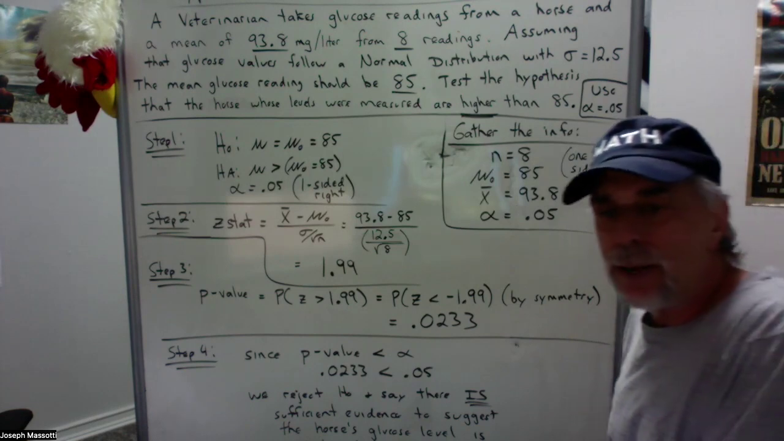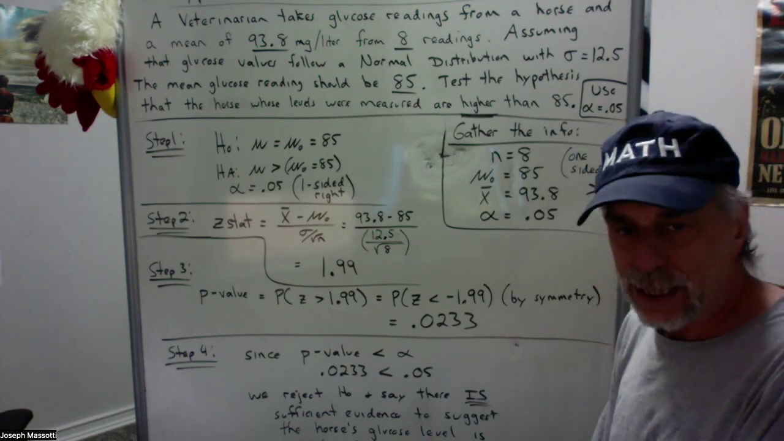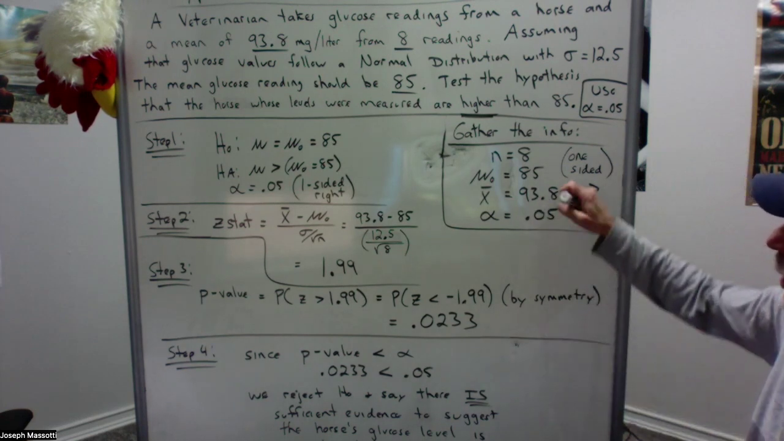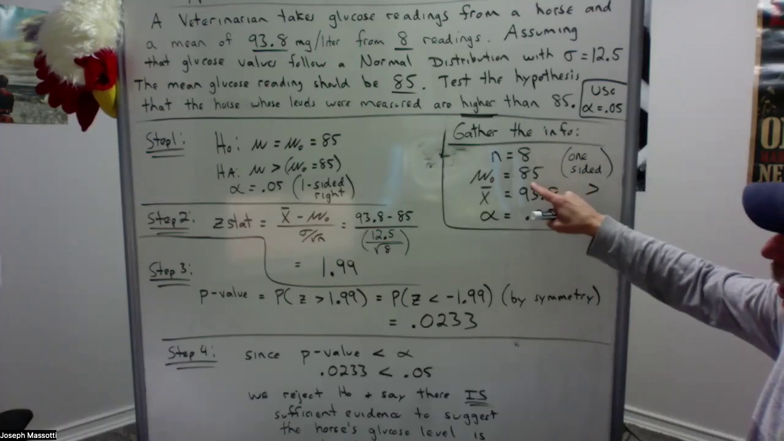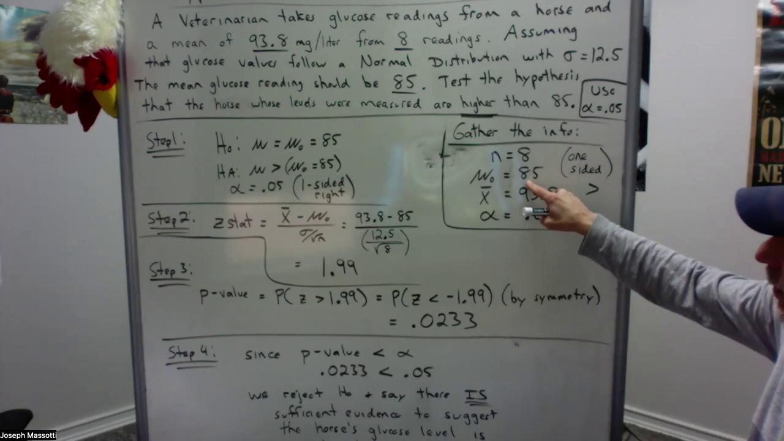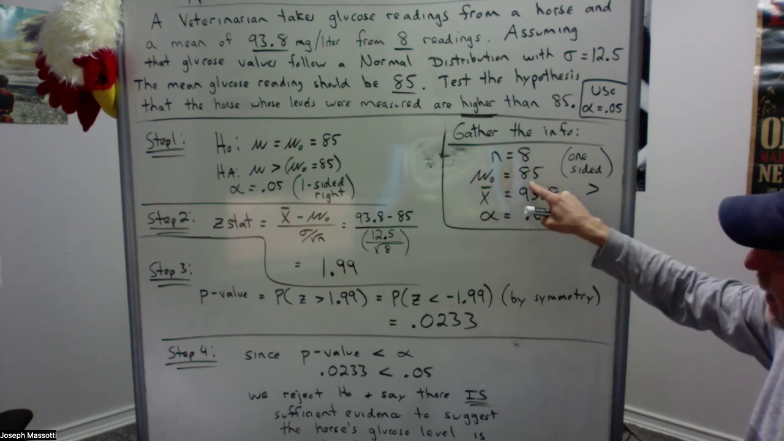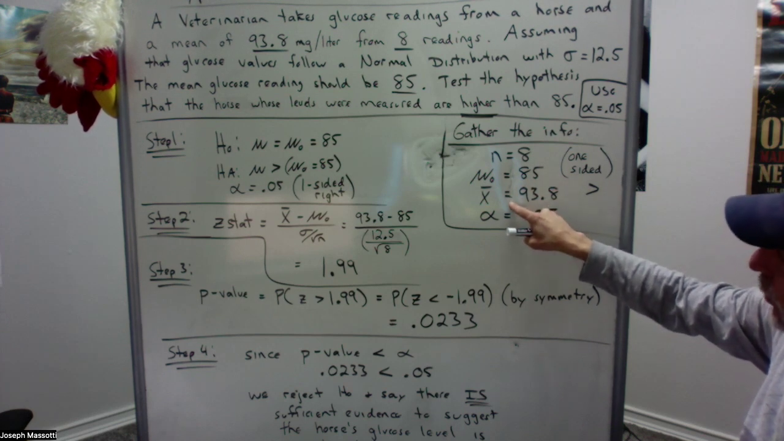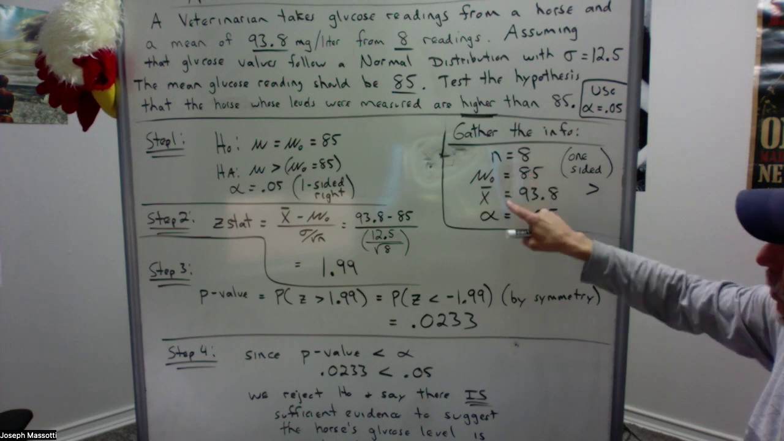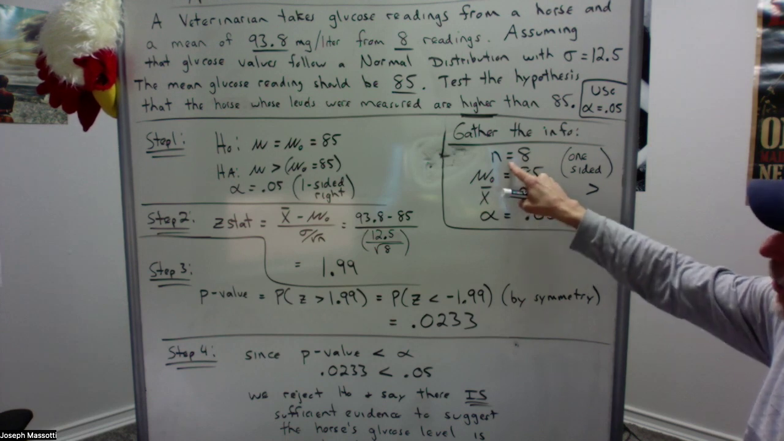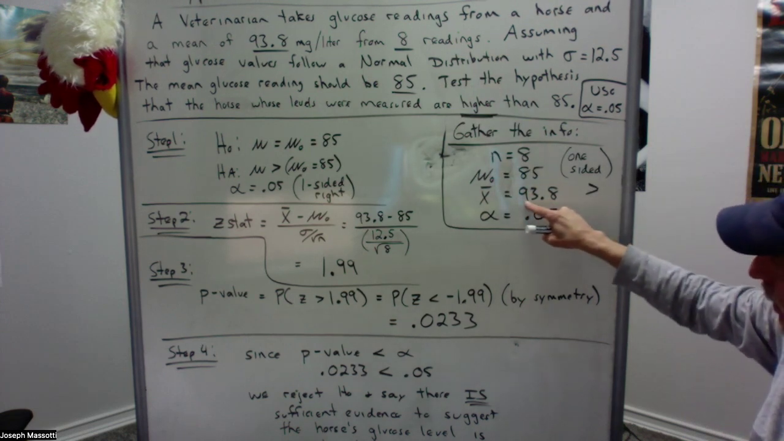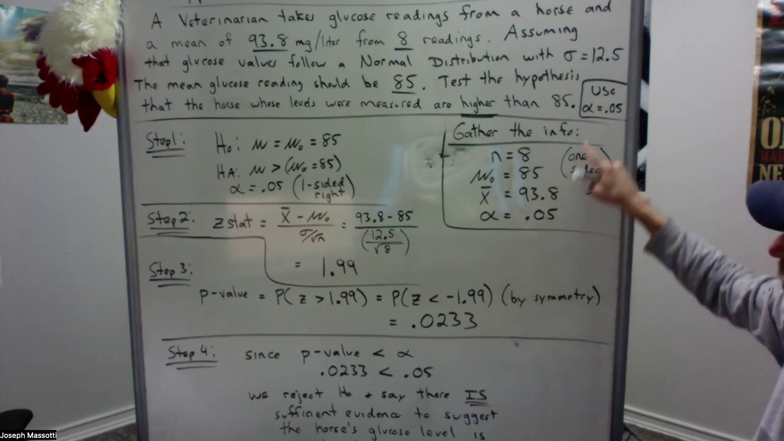So just like every hypothesis test, we go through the 4 steps. So gather the information first, right? That's always the first thing to do. You got your sample size, you have your null hypothesis, the value of the mean going into the test. What we think the mean is going into the test is 85. We take a sample of 8 readings and we get an average of 93.8. We're using an alpha level of 0.05.